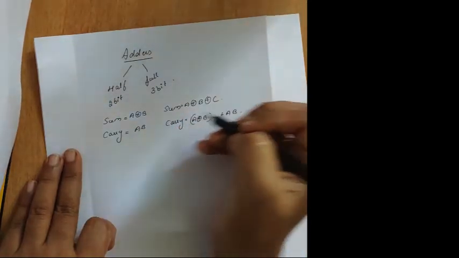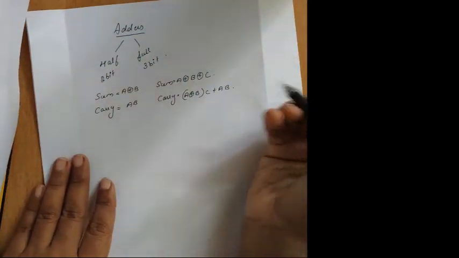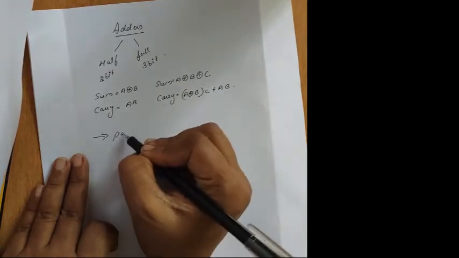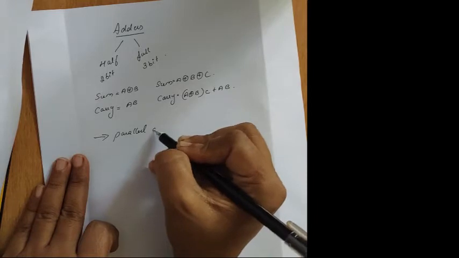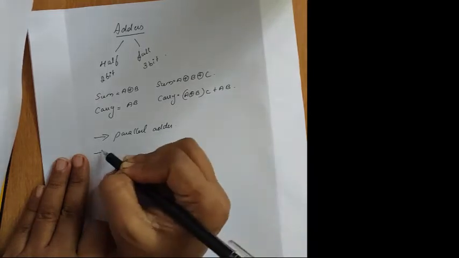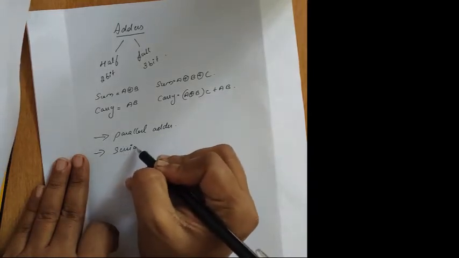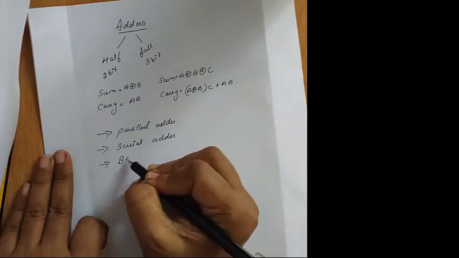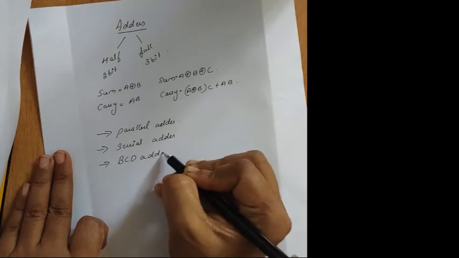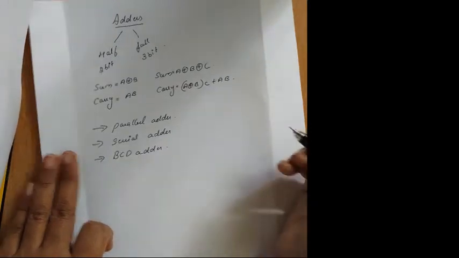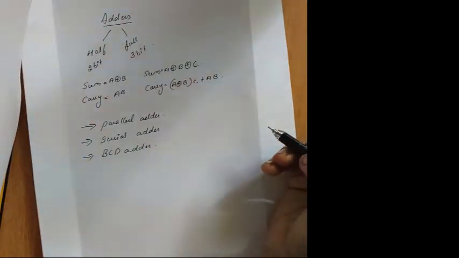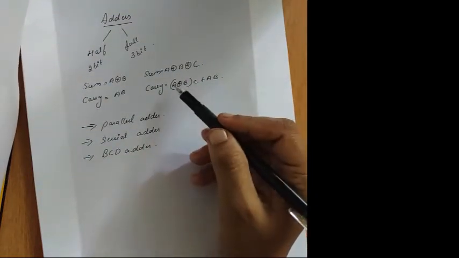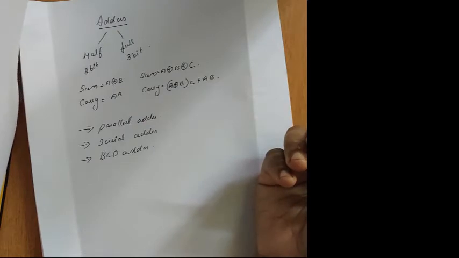Okay. This we know. Now there are 3 different types of adders. One is the parallel adder, the second is the serial adder, and the third one is the BCD adder. In advanced adders, you are not going for just a 3-bit adder. You can have any number of adders.